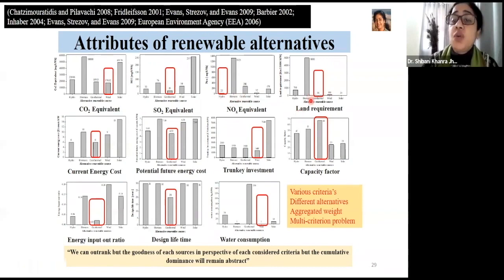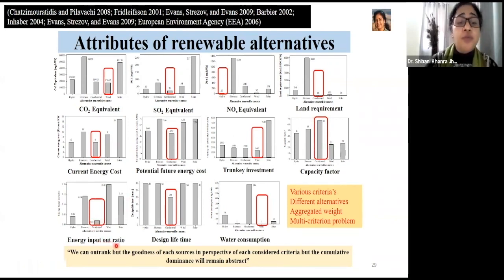Now land requirement is lowest in case of geothermal, and current energy cost is again lowest in case of geothermal, and potential future energy cost is also lowest in case of geothermal. So there are a lot of positive attributes which can be observed here. Turnkey investment is again found lower in case of wind and geothermal, with wind showing the lowest. Capacity factor is highest in case of geothermal. So we understand the capacity factor as how much of the maximum installed capacity can be used from a particular source or plant.